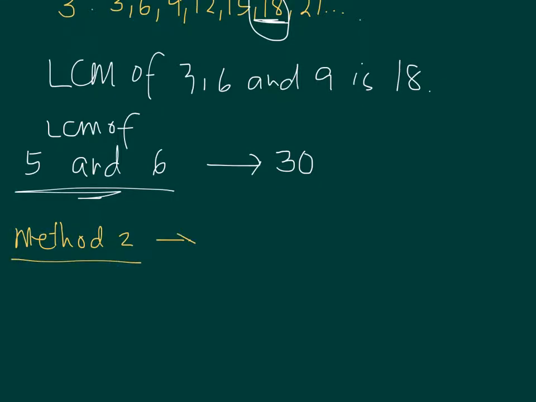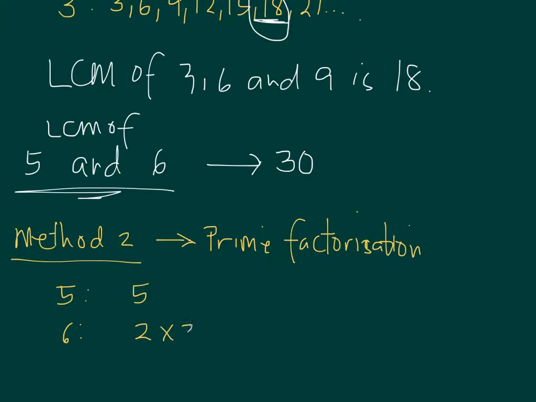This method is through the use of prime factorization. The concept of this method is you need to break the two numbers into their prime factors. So for 5, it's just 5. Although it's 1 times 5, it's basically 5. Now for the 6, it's 2 times 3, so I can have 2 times 3.